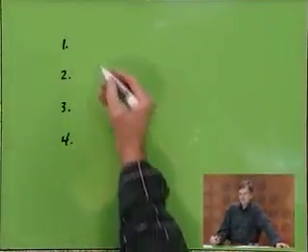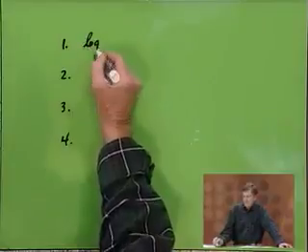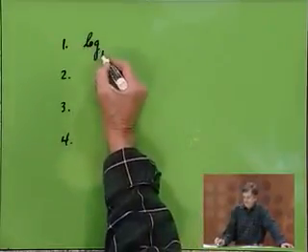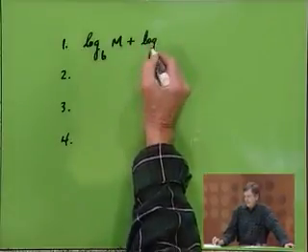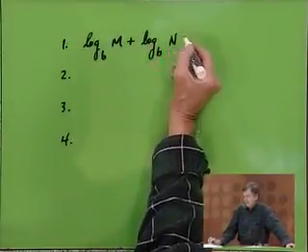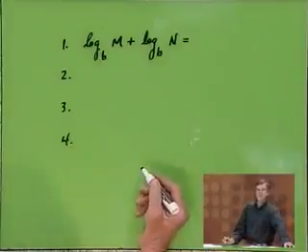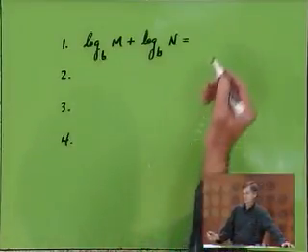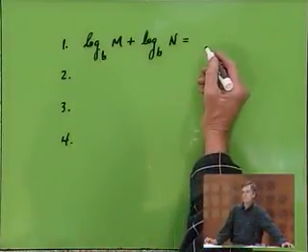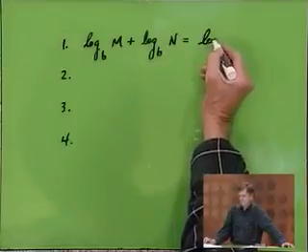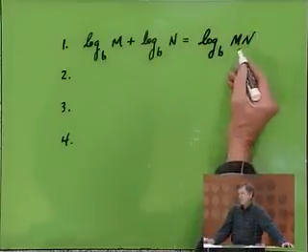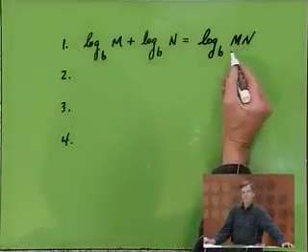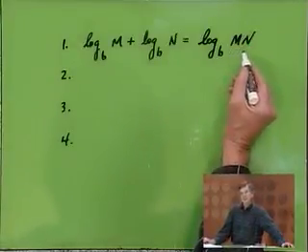Let's see, the first law of logarithms says that if you take the log base, let's say base b, of a number m, plus the log base b of a number n, then you get what when you add those together? Log base b of m times n. Right, log base b of m times n. What do you think is the most common wrong answer that students put right here? M plus n. M plus n, yeah.